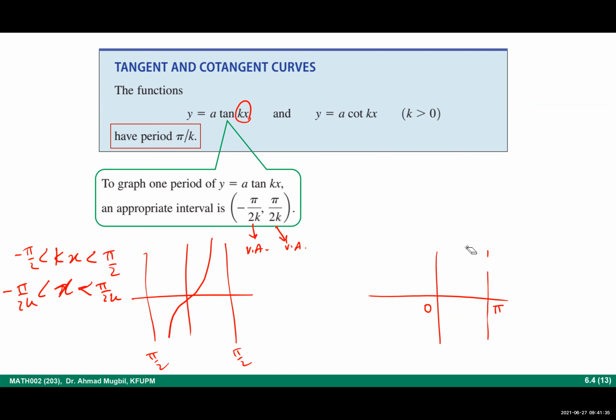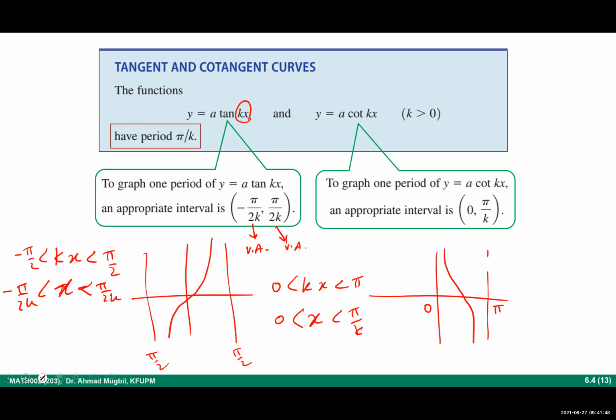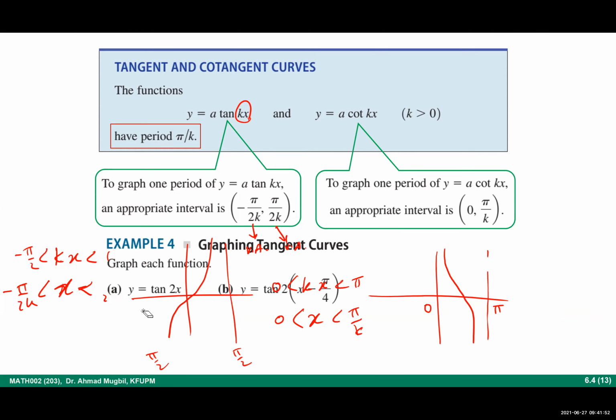Oh, what is that? It is very bad sketching. Here it is, something like that. Now, the same here. What we will do, we will put kx between negative pi over 2 and pi over 2. So x will be greater than negative pi over 2k and less than pi over 2k. These are the first two vertical asymptotes. Let's apply this.